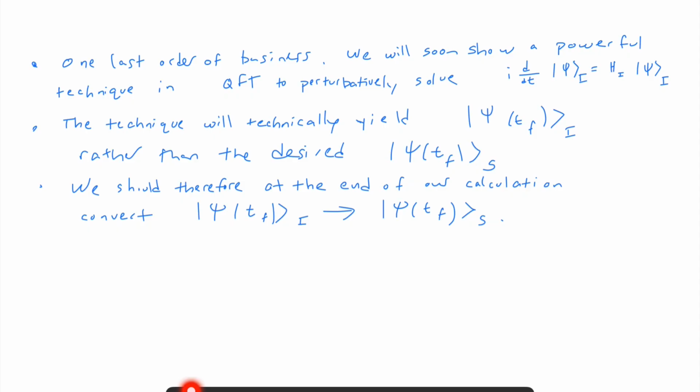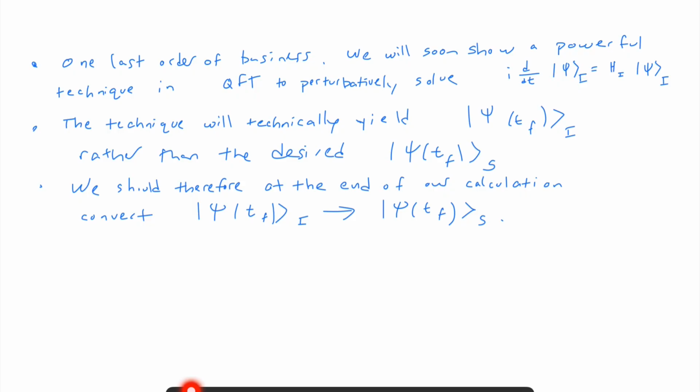So one last order of business. We will soon show a powerful technique in the next lectures in quantum field theory to perturbatively solve this Schrödinger equation. This Schrödinger equation, of course, is the one using the interaction picture. When we eventually solve this in the next lecture, the technique will yield the ket at a later time after the interaction is done in the interaction picture. So I call it psi sub I. And it's not going to be the Schrödinger picture.